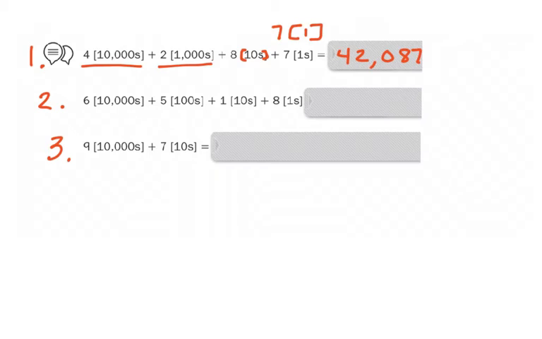Would you go ahead and write number 2 and number 3 from expanded form into standard notation? Go ahead and pause your video. For number 2, you have 6 in the 10,000s, nothing in the thousands, 5 in the hundreds, 1 in the 10s, and 8 in the ones place. And number 3, 9 in the 10,000s, nothing in the thousands, nothing in the hundreds, 7 in the 10s, or 70, and 0, 90,070.